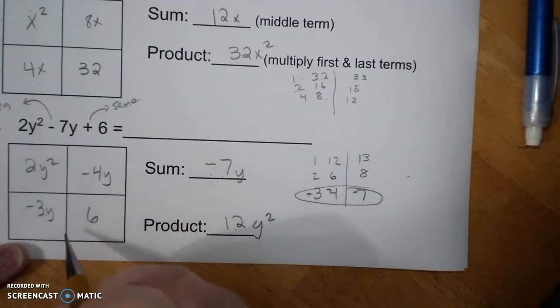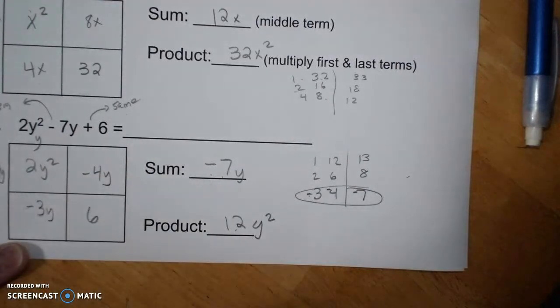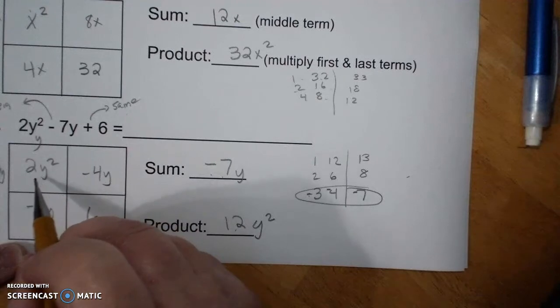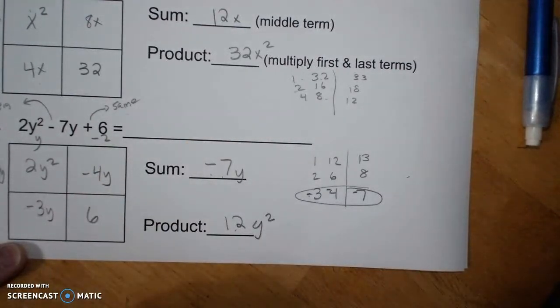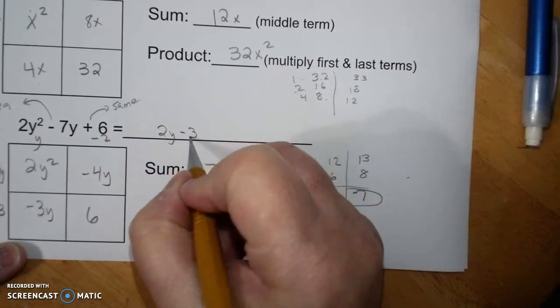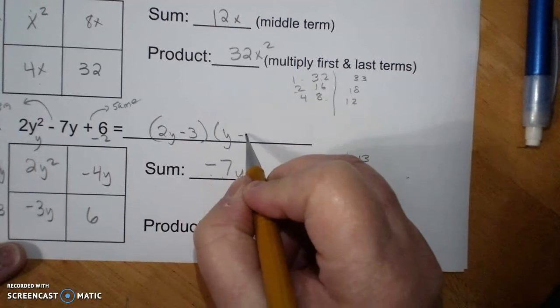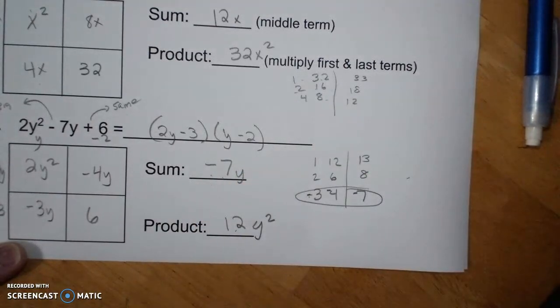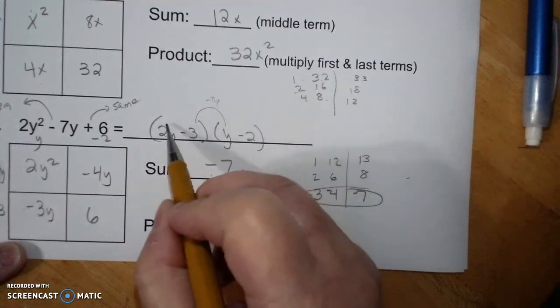And so I have a 2y and a y and a negative 2 and a negative 3. And so it's 2y minus 3 and y minus 2. If I check my middle rainbows, that's negative 3y.